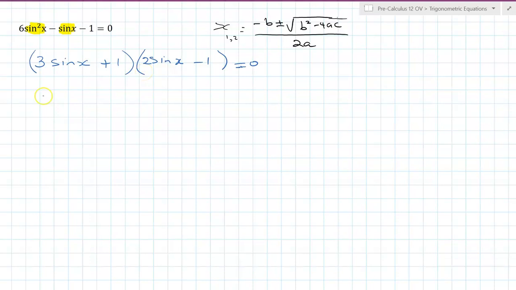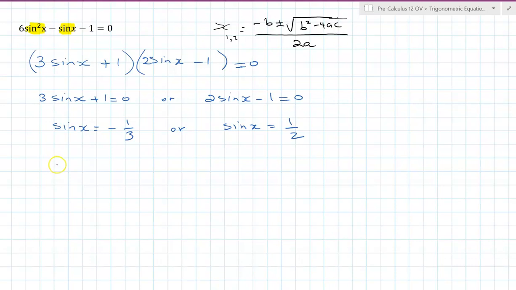And then the zero product rule. So 3 sine x + 1, set that equal to 0, or 2 sine x - 1, set that equal to 0. And then solve each equation. What you will get is sine x equal to -1/3, or sine x equal to 1/2. Now we're going to go ahead and solve for the angle x. So x is basically sine inverse of -1/3.